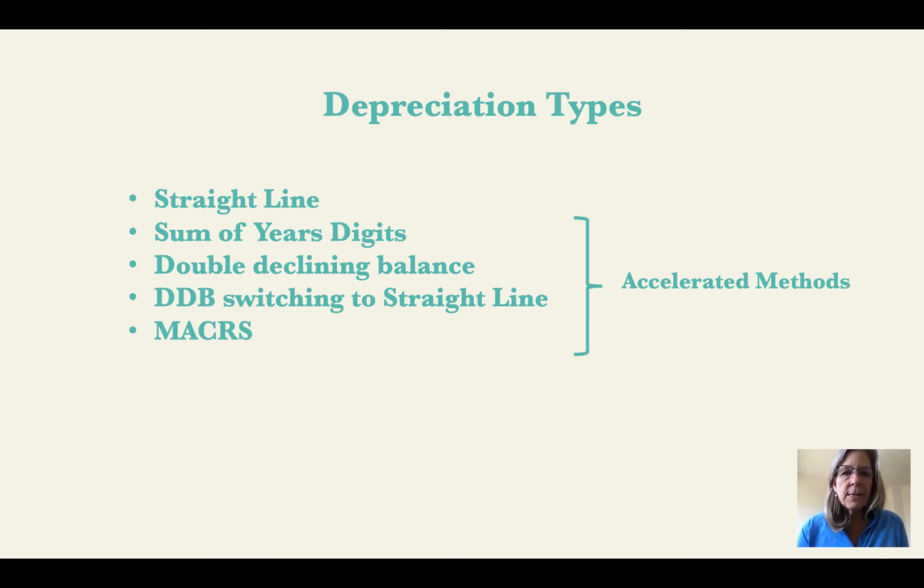So there's various accelerated methods: sum of years digits, double declining balance switching to straight line, and MACRS. The only one that we're going to cover in this class is MACRS because it's really the only one that's used. Even straight line is not used very often except for reporting purposes. MACRS is an IRS defined depreciation method, and it's what you will be using if you're doing analysis for a company.